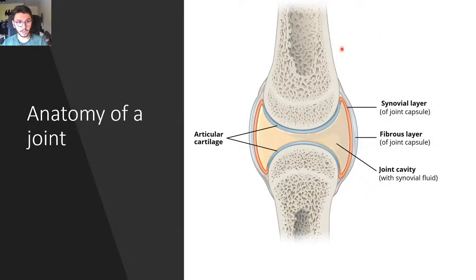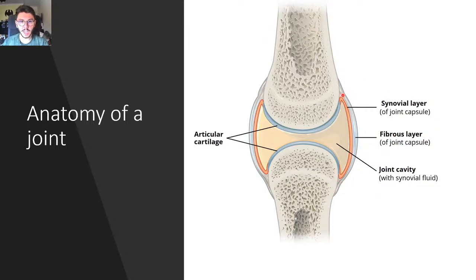So over here we have a simple joint, which could be a joint in the finger most commonly, and it's a simple synovial joint. Now we have two articulating bones. This is bone number 1, bone number 2, and we have some articular cartilage right here. We also have, as I said before, a synovial cavity which is filled with the synovial fluid. We also have a synovial layer of the joint capsule and a fibrous layer of the joint capsule.